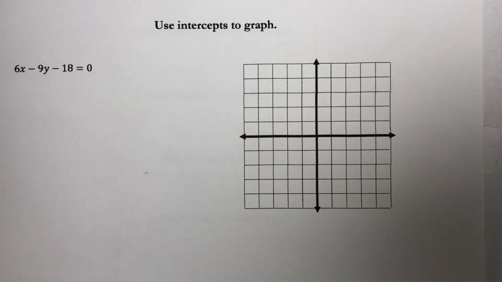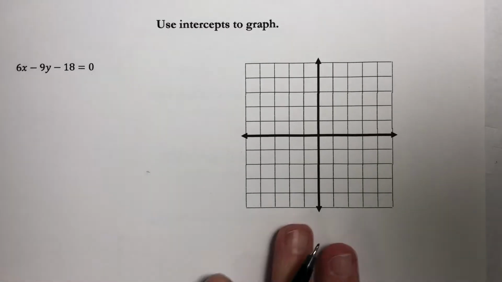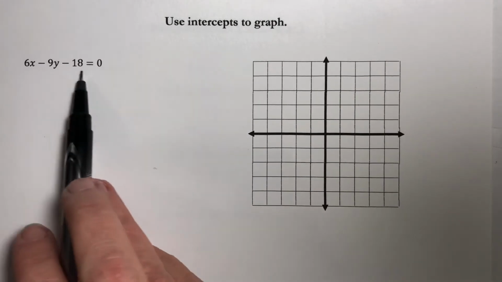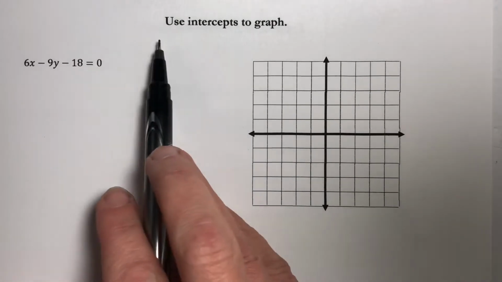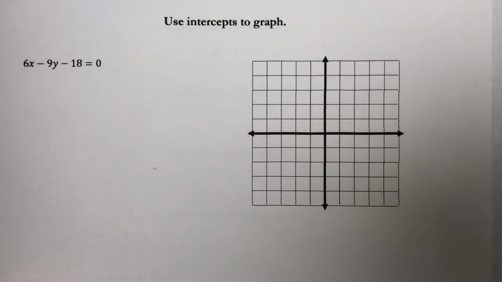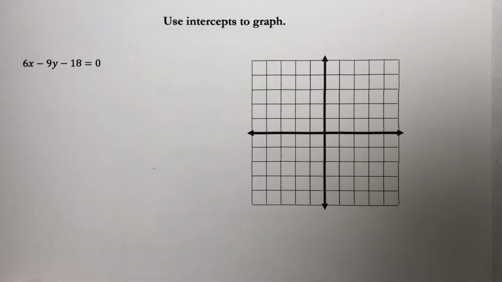This is part 3 of section 2.3. On this last problem, we are given an equation in general form, and we are asked to use intercepts to graph. Now, the computer is going to be very picky. You could theoretically draw the correct line, but if the points you use on the computer to draw the line are not the intercepts, it's going to count it wrong. So make sure that you actually use the intercepts to get the graph drawn.